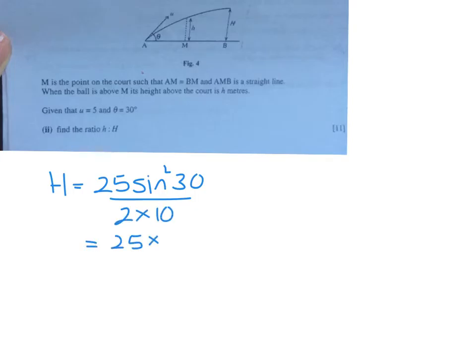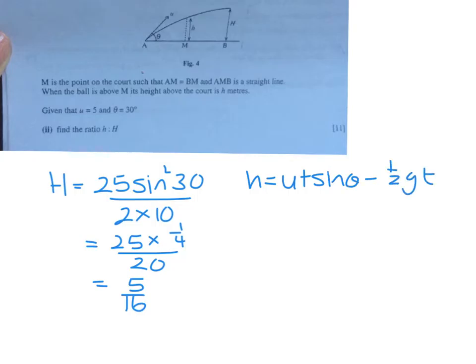So that's 25 times a quarter over 20, which is 5/16. Little h will be ut sine theta minus 1/2 g t squared. And we also know that the time to get to the maximum height was u sine theta over g, so that is 1/4. If we're moving half the distance horizontally, then our t is a half of a quarter, which is 1/8.